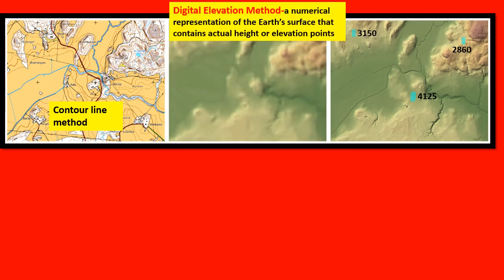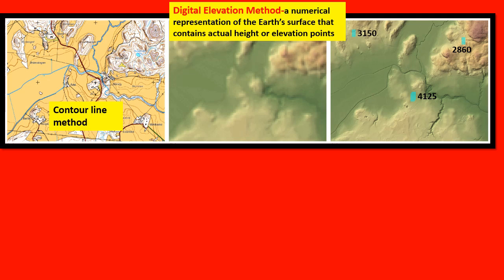This is the modern method that makes use of 3D information obtained through man-made satellites and presents it through computers. Digital elevation model, we call it DEM in short. It is a numerical representation of the Earth's surface that contains actual height or elevation points.